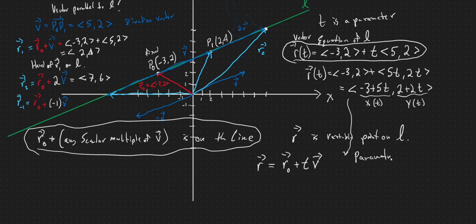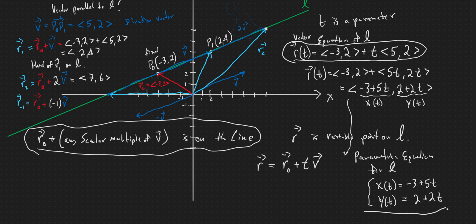So parametric equation for L. That, remember, consists of an equation for each component. So my parametric equation would be this: x of t is equal to negative 3 plus 5t, and y of t is equal to 2 plus 2t. So hopefully this is sort of refreshing your memory of parametric equations that you should have encountered in Calc 2 and be somewhat familiar with.